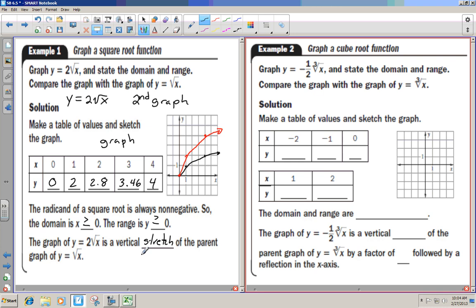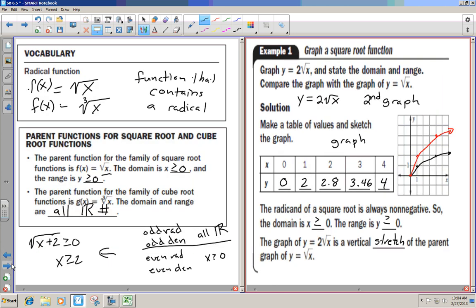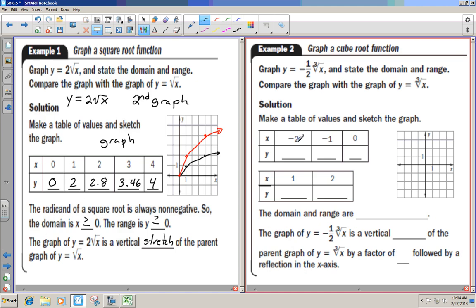All right, now graph a cubic. Right away, when you see a cubic, remember back to here, it says odd radicals or odd denominators have all real numbers. So the domain and range, you get to just say all reals. Should make you smile when you see that. You're going to put it into the y equals, and then push second graph to bring up the table.